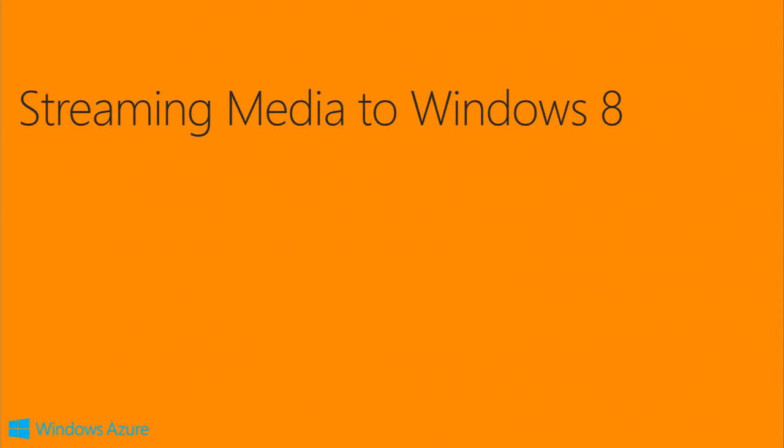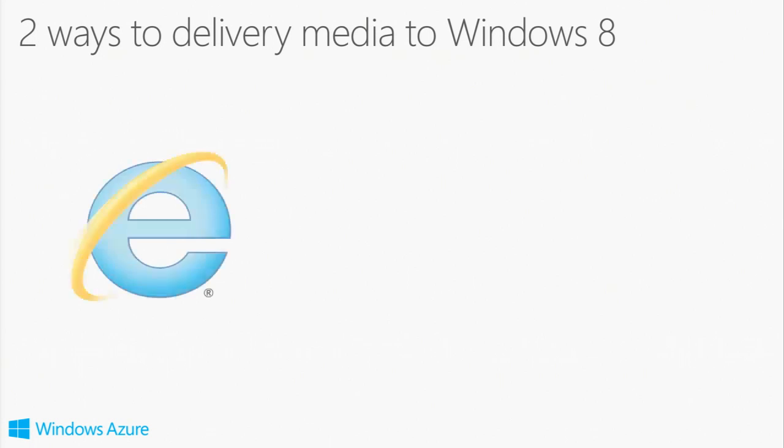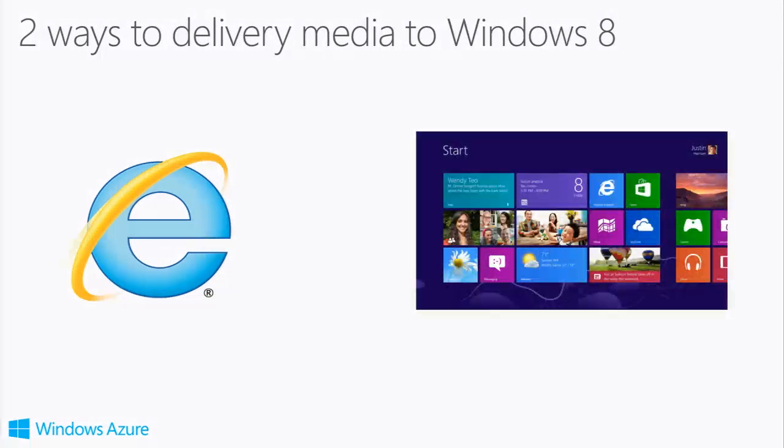Talking about streaming media into Windows 8, you need to understand there are two major ways to do that. First is the traditional way, through a web browser. It's very similar to the way you build a media application that people run on the desktop, like Windows 7. The other way is to build a native Windows Store app on the Windows 8 platform. So let's take a look at the first way of doing things.